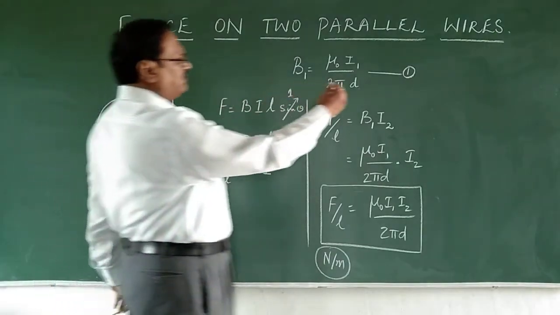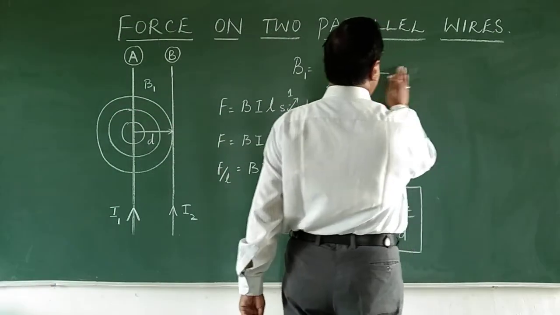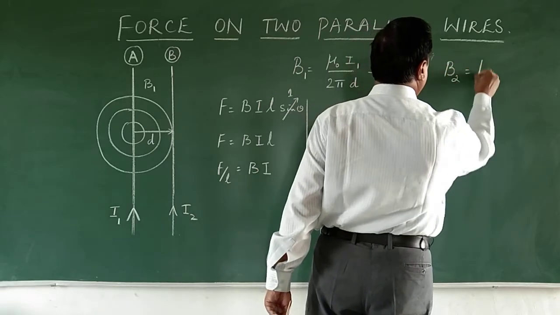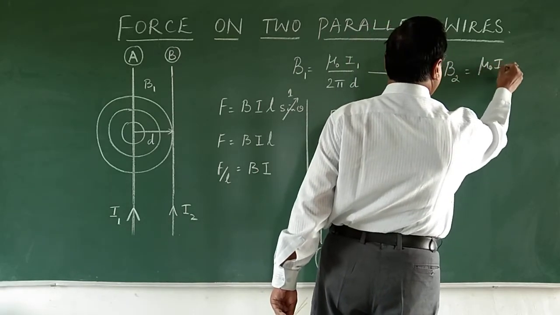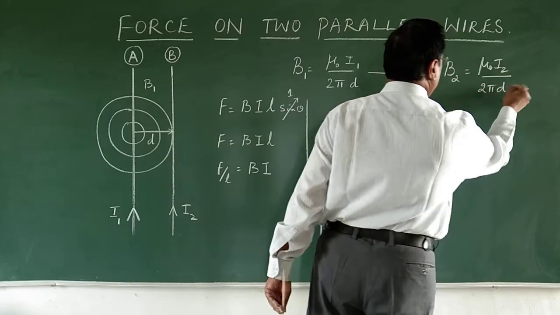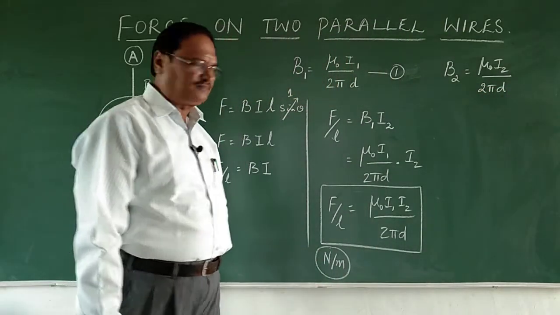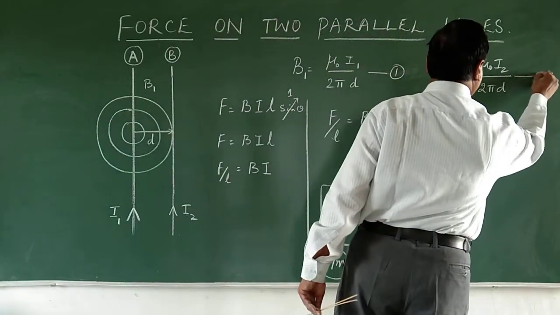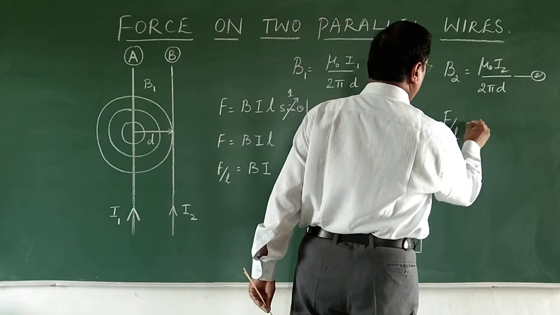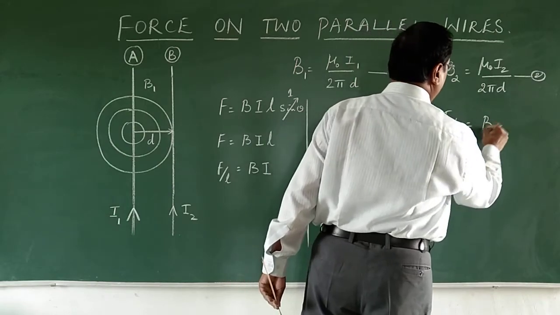I will take the case here, B2. Now I will say magnetic field due to the second wire is mu naught into current in the second wire divided by 2 pi D. Distance of separation is same. Call this as equation number 2. Now force per unit length is equal to B into I.